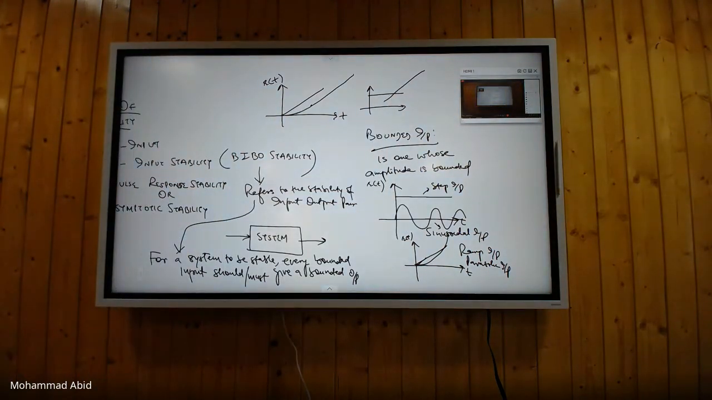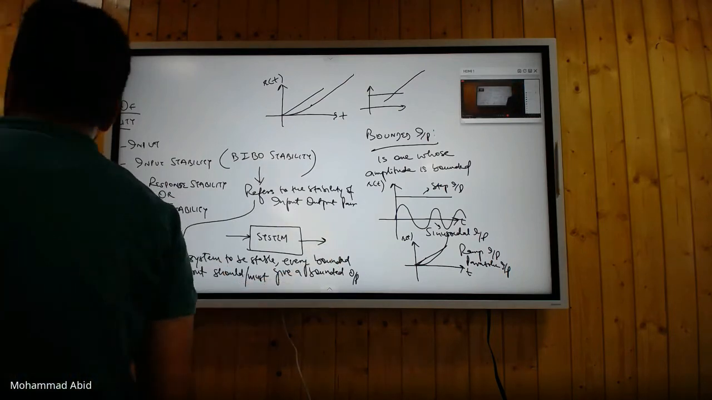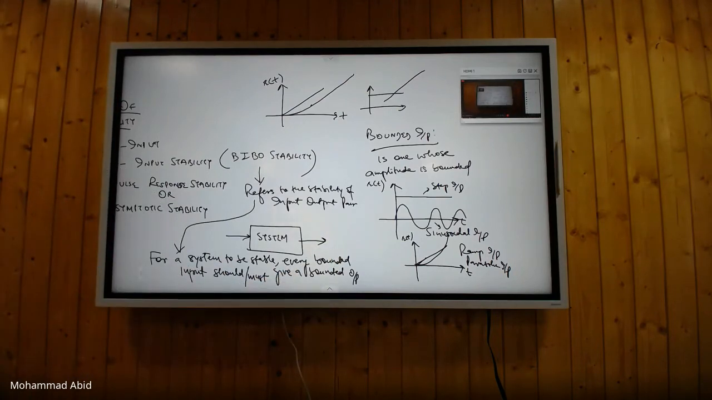Are you following me? Yes, sir. So that means for a system to be stable, every bounded input must give a bounded output. You cannot state this for an unbounded input, because in that particular case, even if you get an unbounded output, that is expected. So this is just defined with respect to bounded inputs. So bounded input, bounded output stability criteria says that every bounded input must give a bounded output. If for any bounded input you get an unbounded output, the system is unstable.